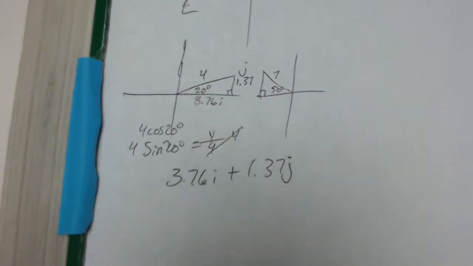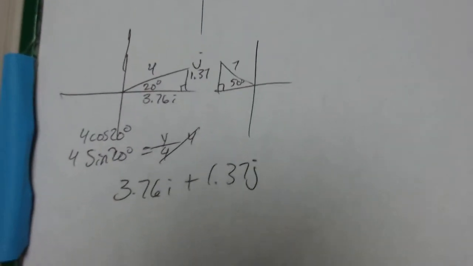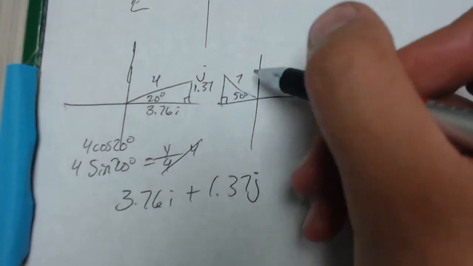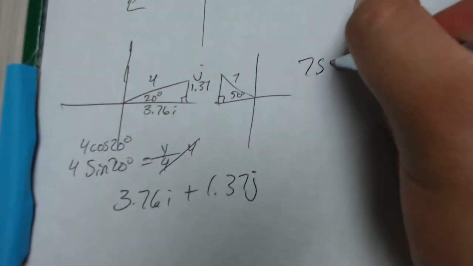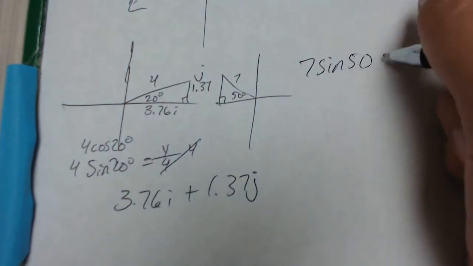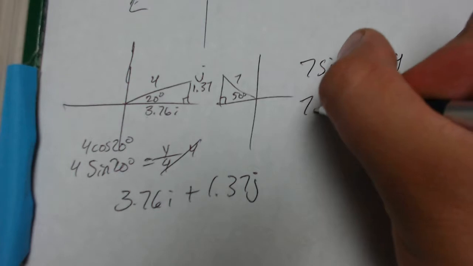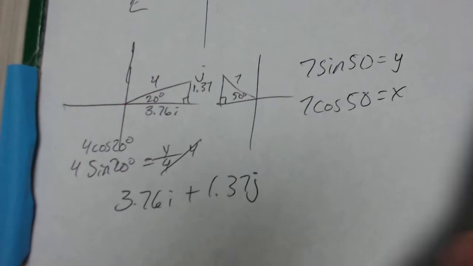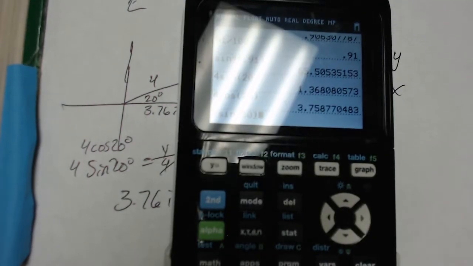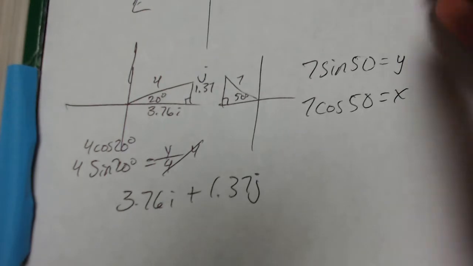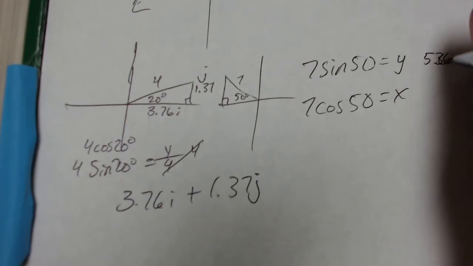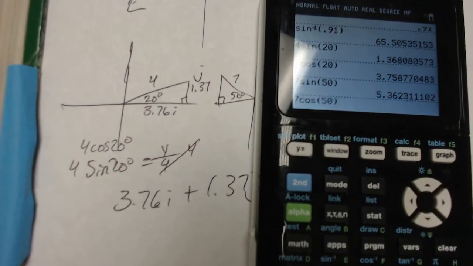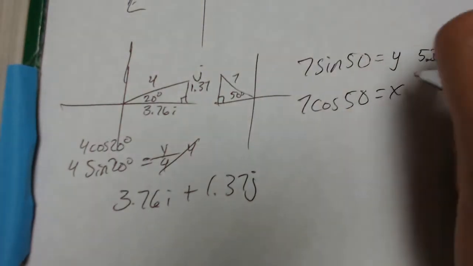Now let's go to this one, the 7 angle 50. And again, the trend here is 7 times the sine of the angle is the opposite. 7 times the cosine of the angle is the adjacent. So I'm just going to skip straight to those. 7 times sine of 50 is going to equal the y. 7 times cosine of 50 is going to equal the x. So let's go ahead and punch these in. I get 5.36, right, and then I get 4.50.